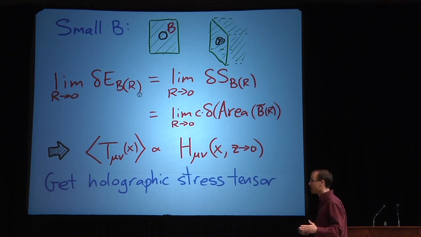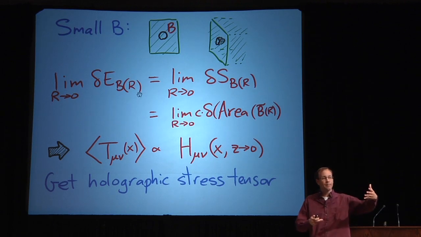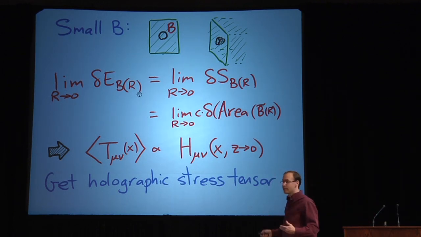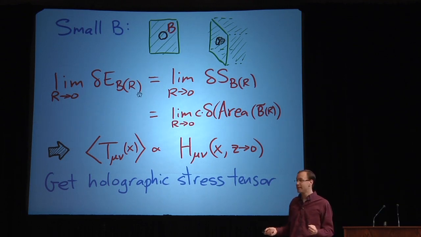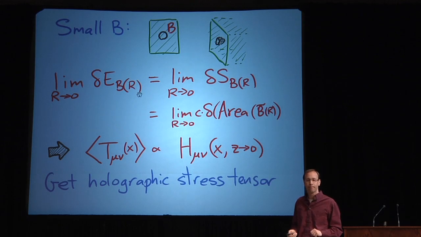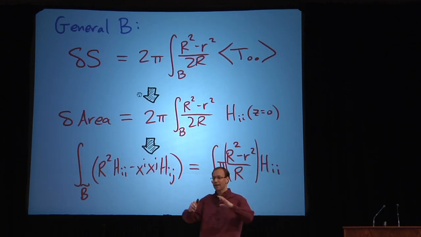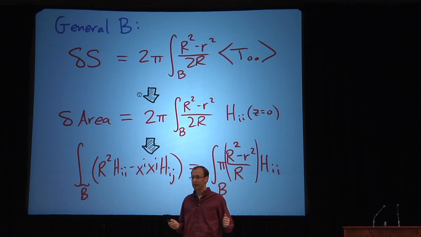metric. So we've derived, based on that simple assumption, and what I'll call the first law for entanglement, we've re-derived this holographic stress tensor prescription. So we don't need to assume that going forward. We can derive it. Now we'll go to the case of a general ball.